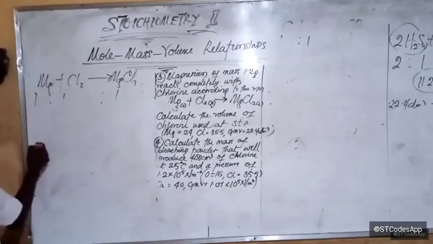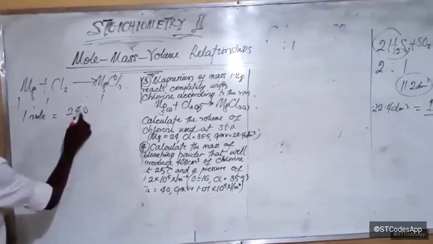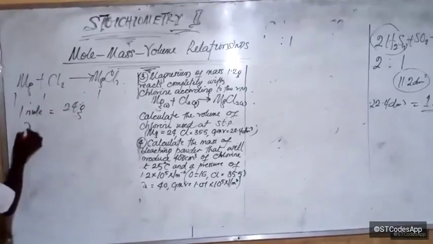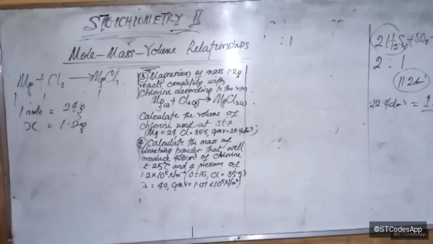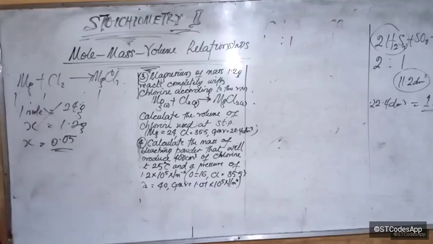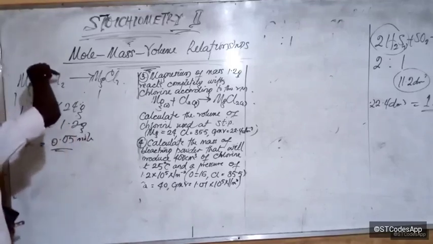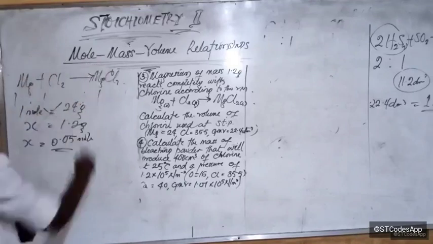So how many moles is that 1.2 grams? We know that 1 mole of this is 24 grams per mole, isn't it? How many moles is that 1.2 grams? That's what you ask yourself. So you cross multiply, and x will be equal to this divided by this. 1.2 divided by 24 is 0.05. Now this is 0.05 moles. So it means that 0.05 moles of this reacts with 0.05 moles of this to produce 0.05 moles of that.